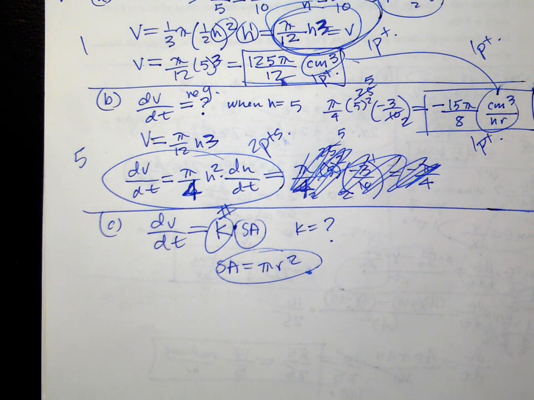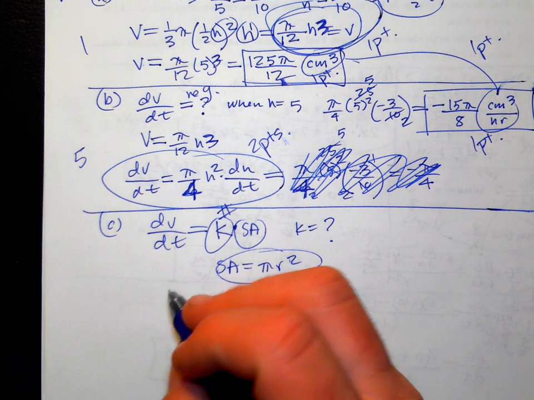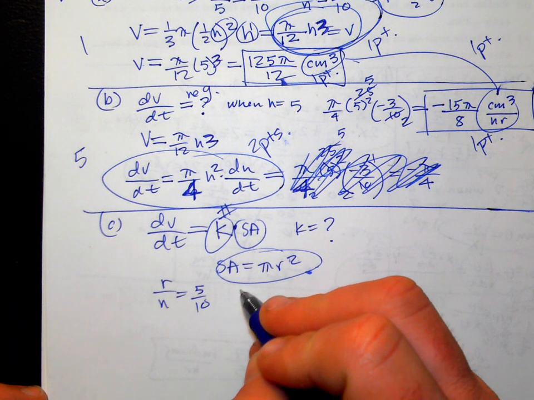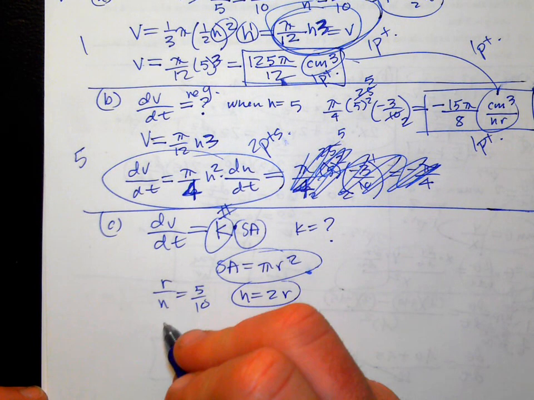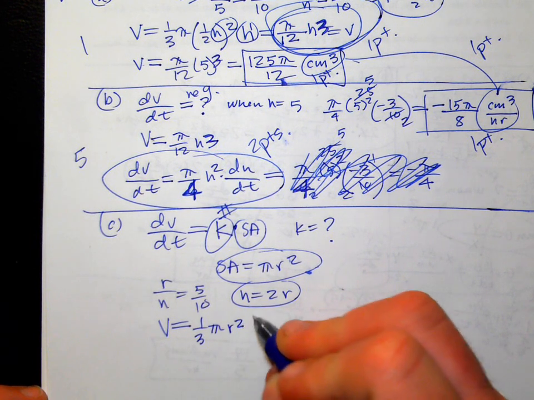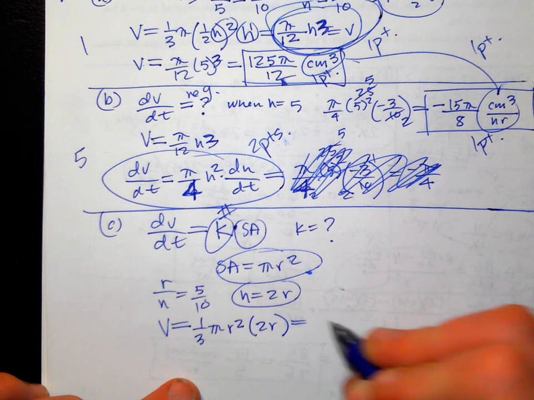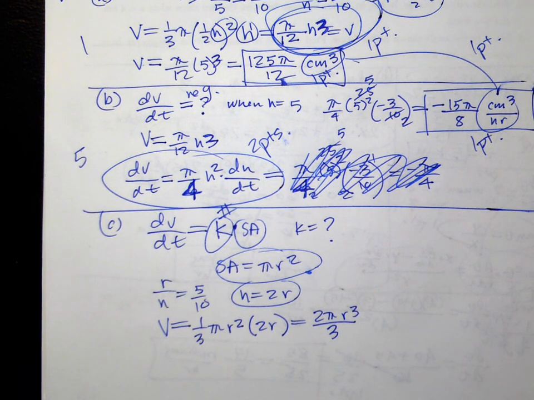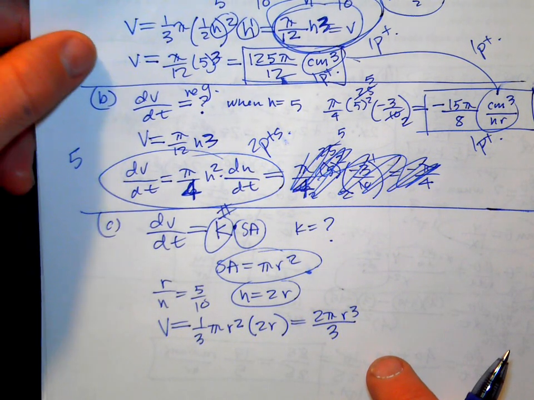Now, for dV/dt to end up with an r squared, we probably want the volume formula in terms of pure r. We could work with h right now, and then we're going to have to change it to r, which is probably harder to do later. So instead, I'm going to use r over h equals 5 over 10, and I'm going to get h equals 2r. And I'm going to rewrite my volume equation 1/3 pi r squared h, and plug 2r in there. So I'm going to get 2 pi r cubed over 3. I just think that's going to be easier.